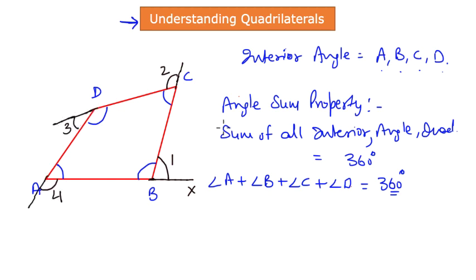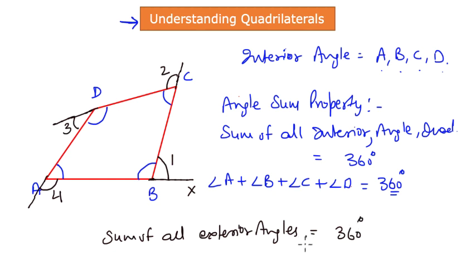Now, there is another property that also applies to quadrilaterals: the sum of all exterior angles is equal to 360 degrees. This property is unique in that it does not apply just to quadrilaterals. It applies to any polygon in general: the sum of all exterior angles for any polygon is equal to 360 degrees. Now, with this universal property in mind, let us take a deeper look at what a trapezium is and what a parallelogram is.